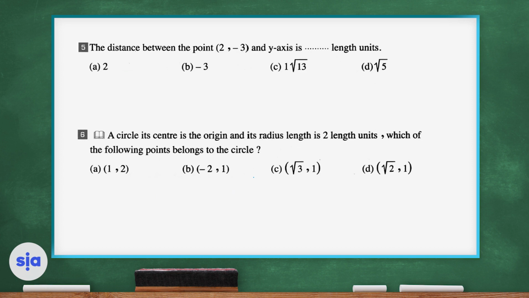In question 5, that we already solved before, the distance between the point and the y-axis is the absolute value of x, which is 2.